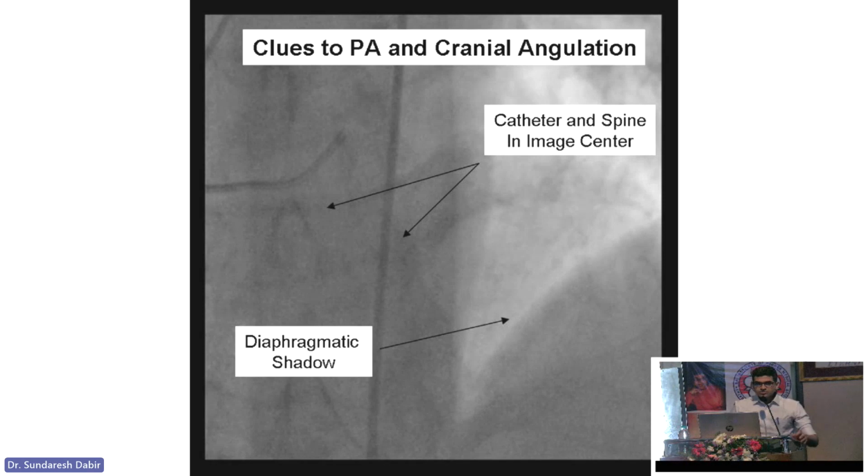As I said, if you have to take an LAO of me without the C-arm, I'm going to move to the right. My spine moves to the opposite side, the spine moves to the right. If you're seeing a RAO projection, the spine moves to the left. If you're seeing an AP or a caudal projection, you will not see the diaphragm. If you see the diaphragm, it is a cranial projection, right?